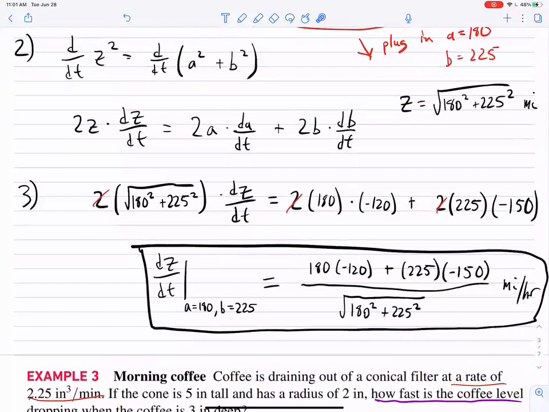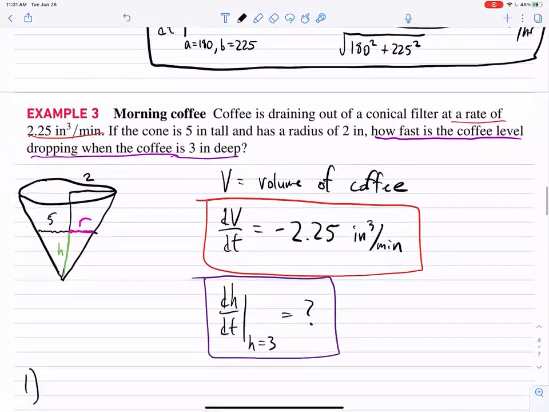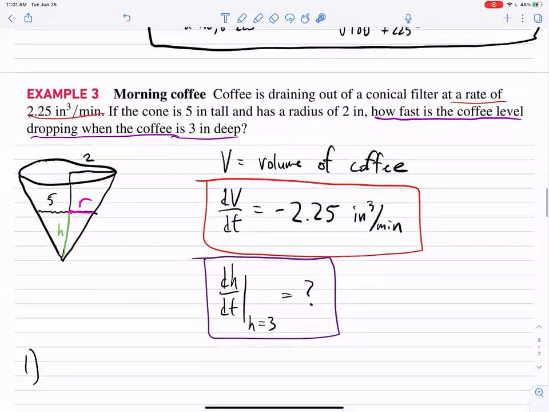All right, let's do a third example. So coffee is draining out of a conical filter at a rate of 2.25 inches cubed per minute. If the cone is 5 inches tall and has a radius of 2 inches, how fast is the coffee level dropping when the coffee is 3 inches deep? So we're going to draw a picture.